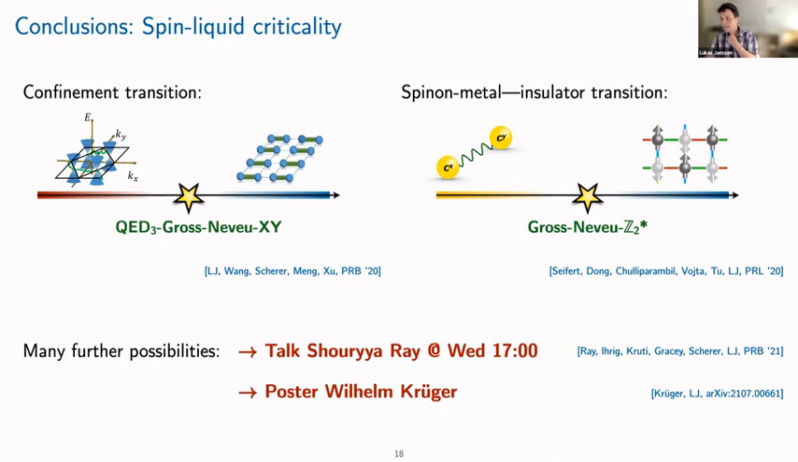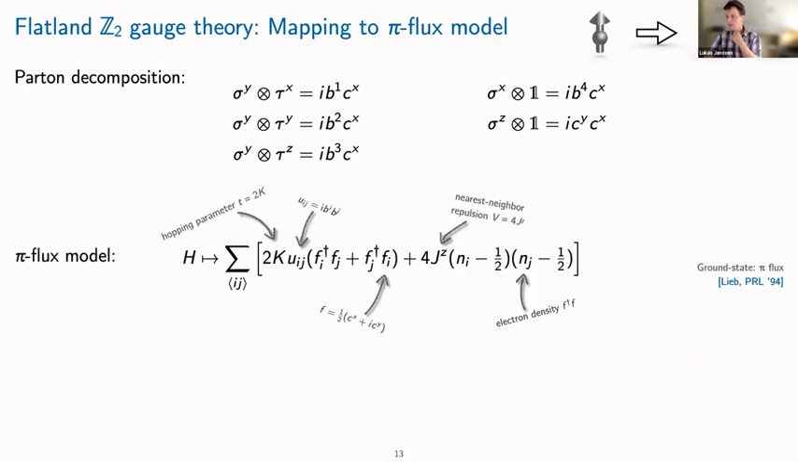No. So basically, if I go back here, maybe to this slide, the point is here that if you look at this model, which I called pi flux model, which is only the pi flux model if these numbers u_ij satisfy a pi flux configuration. So basically they have some plus or minus signs on the bonds of the square lattice. That's the gauge symmetry. If I fix this at this particular configuration, there is no gauge symmetry anymore. So that's a particular sector, and it's a gauge fixed sector, if you like.